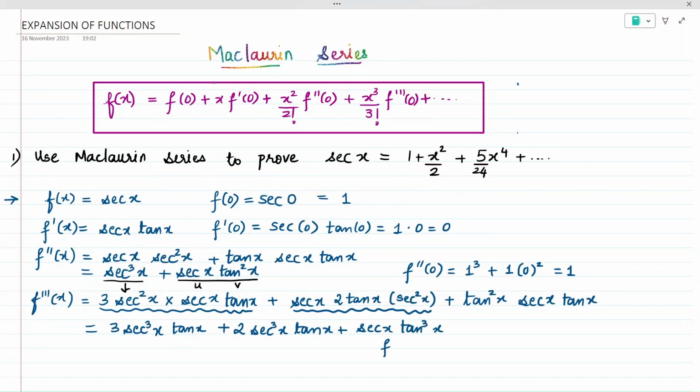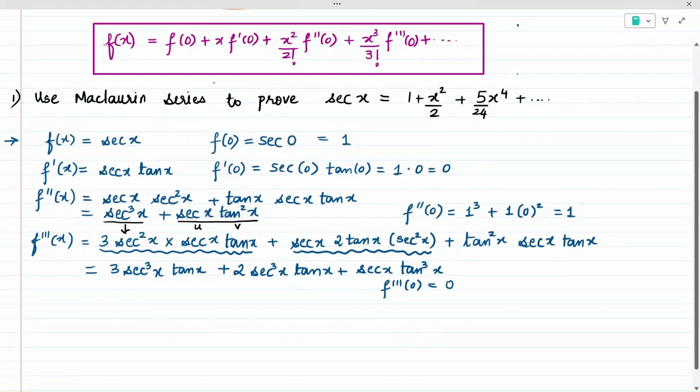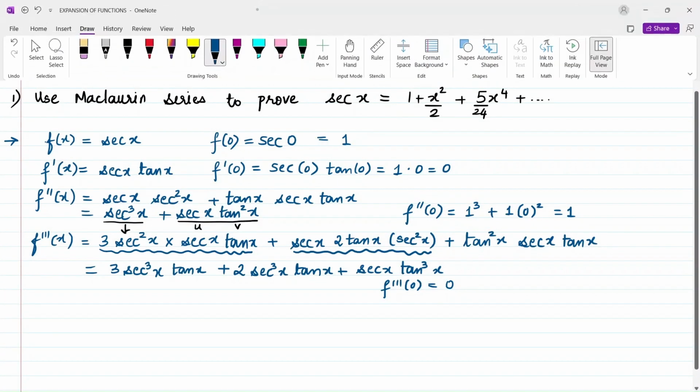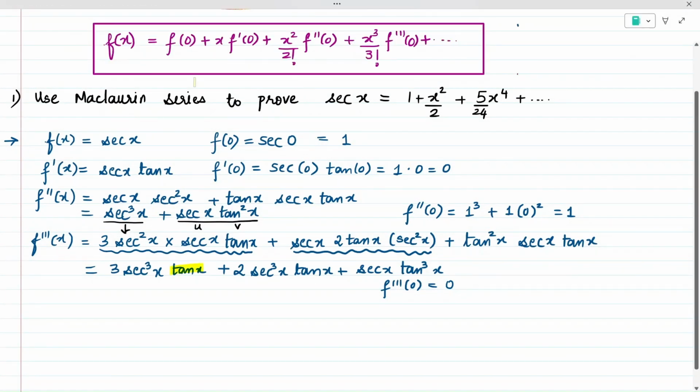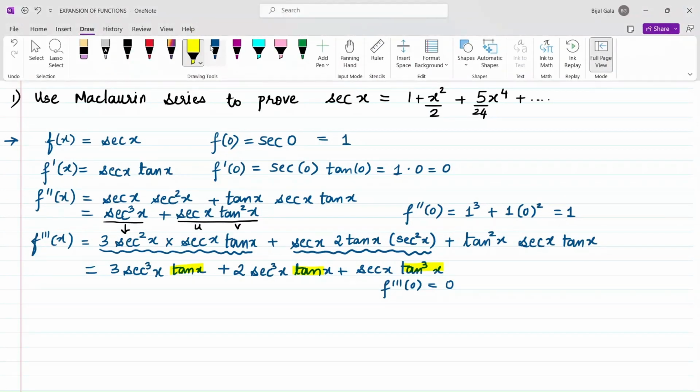Let's calculate f triple dash at 0. So we know tan 0 becomes 0. So जहां जहां tan है वो सारे टर्म 0 हो जाएंगे. If you observe, तीनों टर्म्स में tan है, मतलब ये पूरा टर्म 0 हो जाएगा. Correct, no? You will have 0 here, you will have 0 here, you will have 0 here, and all the three terms will be multiplied by 0. So 0 plus 0 plus 0, which gives me a 0. Okay. Let's go for fourth derivative.